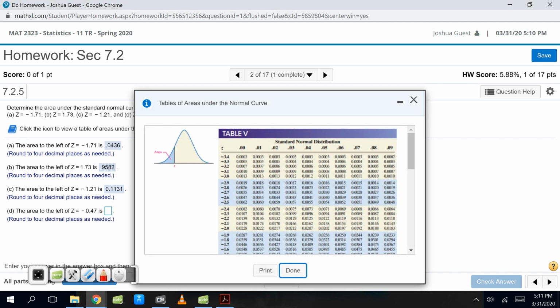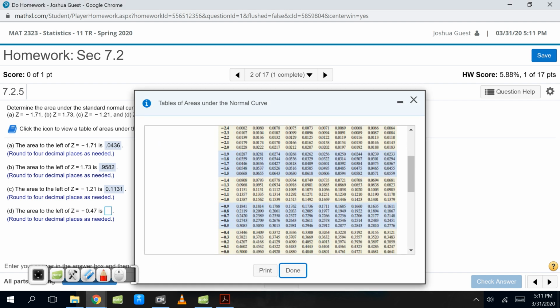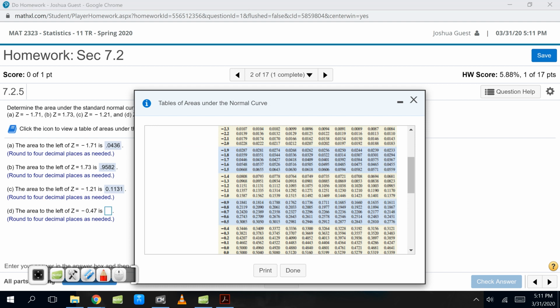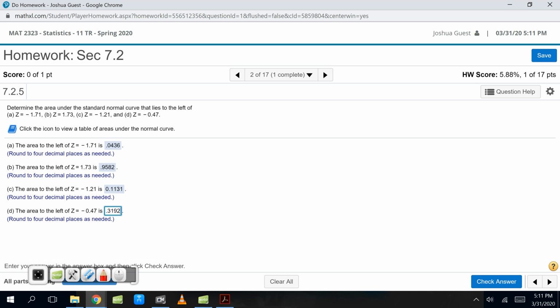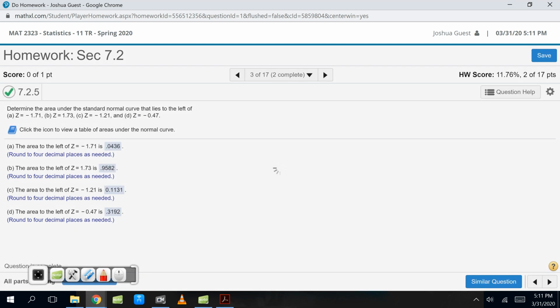So I look this up on my table, negative 0.47. All right, negative 0.4 is the top of that yellow one down there, right? So it's right here. And so this is 0, 1, 2, 3, 4, 5, 6, 7. Right? This one's 8 and 9. So that number there goes in this box here for negative 0.47. So 0.3192. And there we go. We got it right.